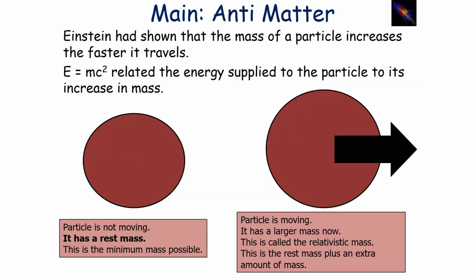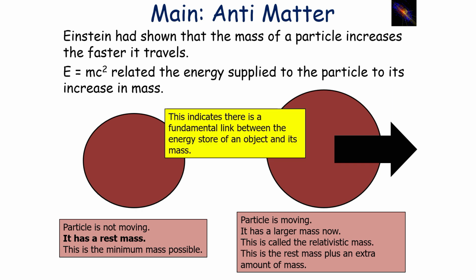Now Einstein had shown that the mass of a particle increases the faster it travels. So E equals mc squared relates the energy supplied to the particle to its increase in mass. When the particle isn't moving, it has a rest mass, which is the minimum mass possible. But when the particle is moving, it has a larger mass, which we call the relativistic mass, which is the rest mass plus an extra amount of mass. So this indicates to us a fundamental link between the energy store of an object and its mass.